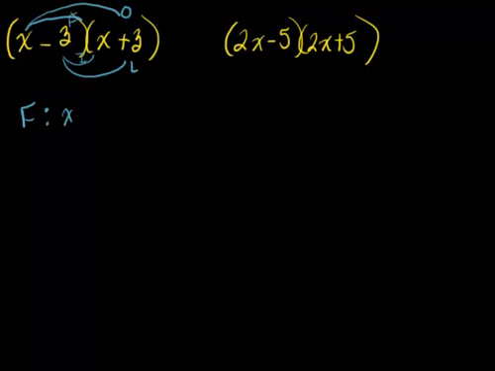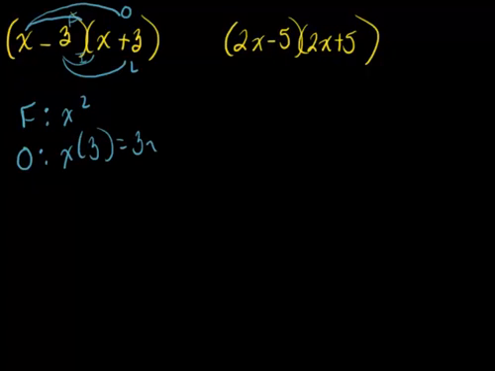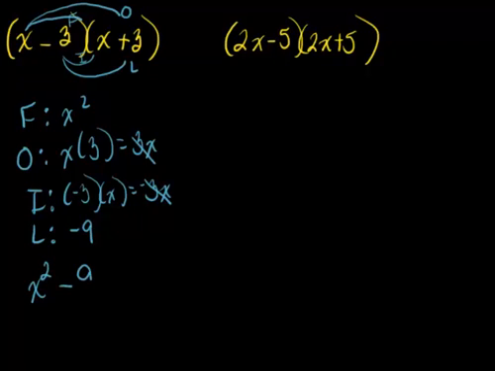going to get x squared, x times x. The outer term is x times 3 for 3x. Our inner term is negative 3 times x for negative 3x. And our last term is negative 3 times negative 3 for negative 9. When you combine 3x minus 3x, these are going to cancel out, and your answer here is x squared minus 9. So it's this term minus this term squared.